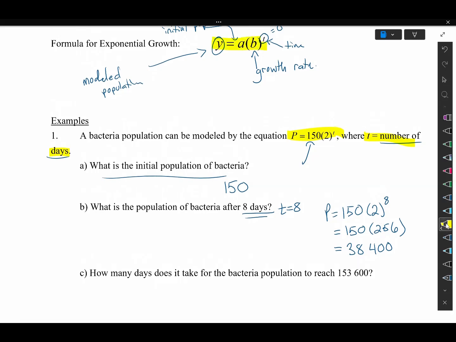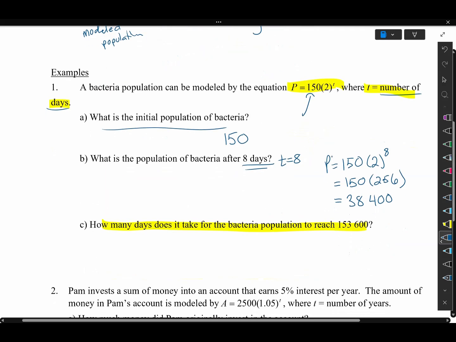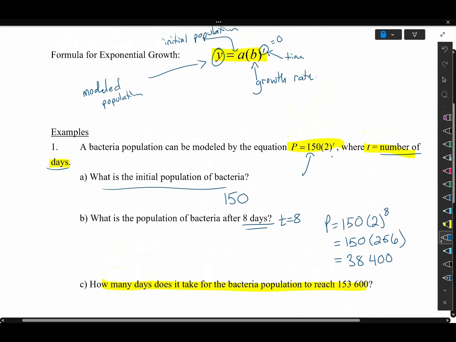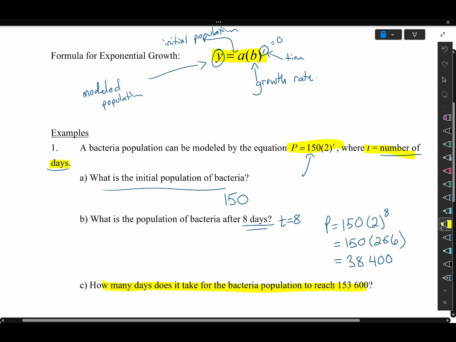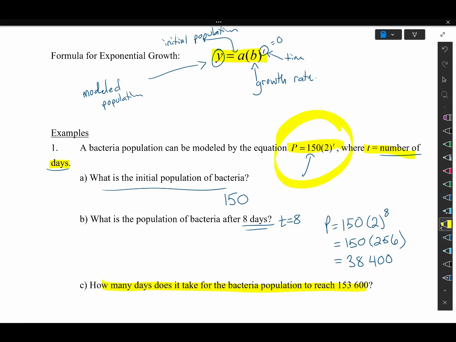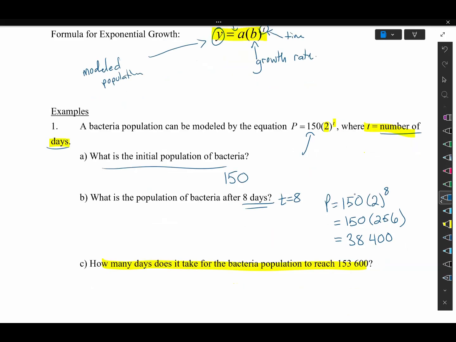We can see we're trying to find out how many days it takes for the population to reach a certain amount. Now, if we're tracking that, all we're really doing is saying, okay, if this is our general equation, we're working with 150, that's our initial population, and we're asking ourselves, how many times will I be multiplying it by 2 in order to get 153,600?